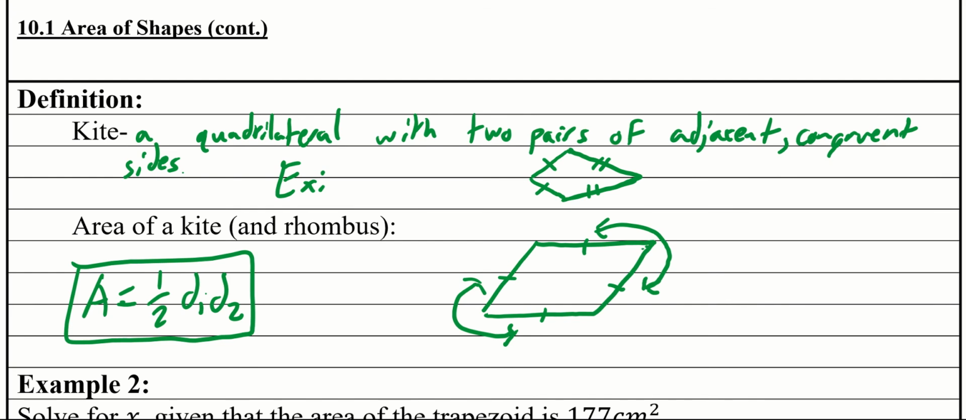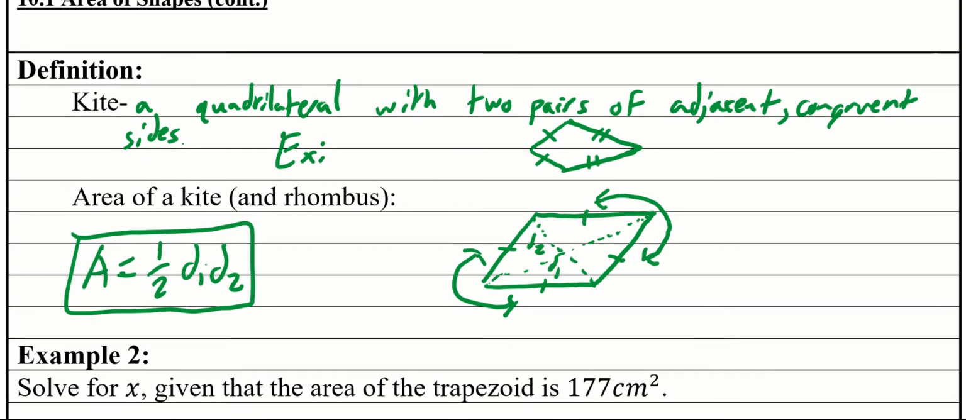Our formula deals with the diagonals. So right here we could draw one diagonal, call this diagonal 1, this diagonal, diagonal 2. To find the area, you would multiply them together and then cut it in half. That is how you find the area of one of these shapes. And like I said, that works for a kite as well. And just like we mentioned, since we're multiplying them together, it doesn't matter which one you make diagonal 1, which one you make diagonal 2.